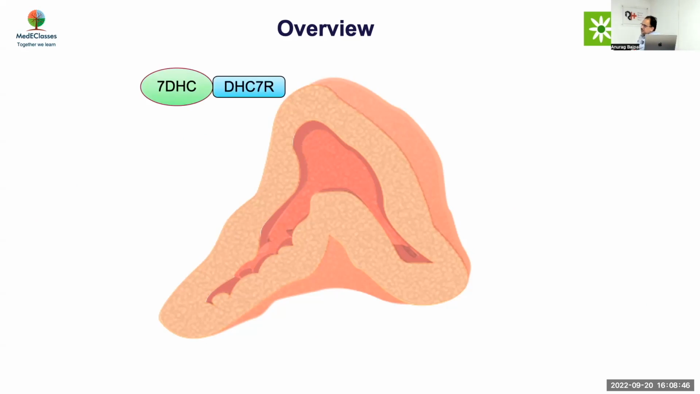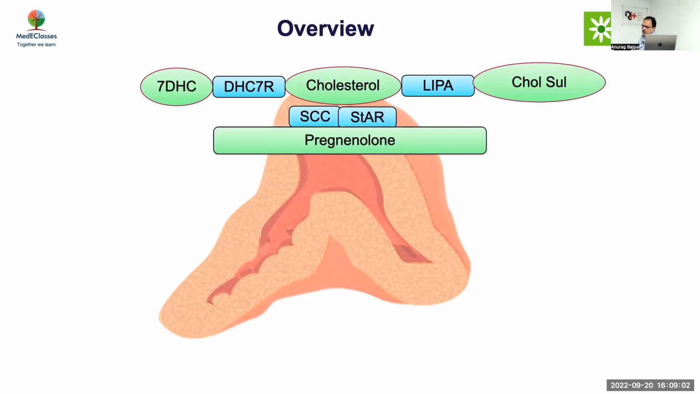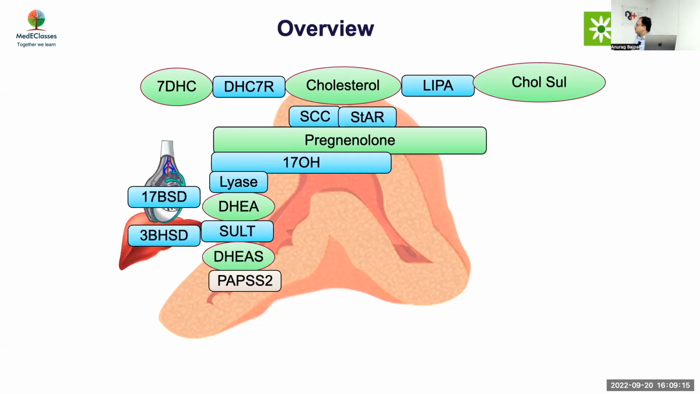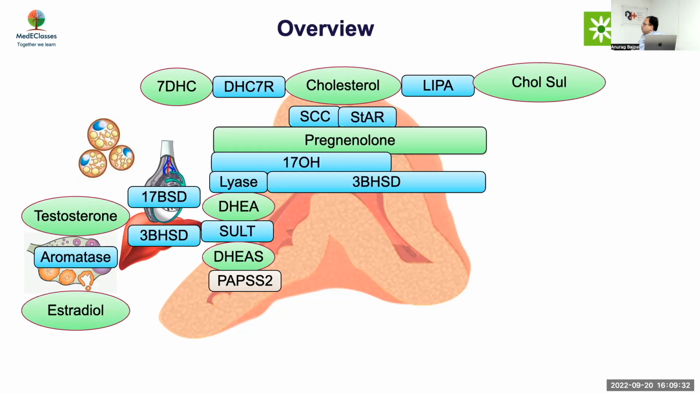7-DHC is converted by DHCR7 to cholesterol, which is then sulfated and has lipase using LIPA and esterase, which is cholesterol sulfate. This cholesterol is pushed to the mitochondria by StAR and converted there by side chain cleavage into pregnenolone, which is then acted on by 17-hydroxylase and lyase to produce DHEA, which is sulfated to DHEAS, which requires a PAPS pathway as well. Now, this is then converted by 3-beta-HSD in the liver, and in the testis to produce testosterone, which is then aromatized using the aromatase in the ovaries or in the lipid tissue to produce estradiol. Now, lipid also, as discussed, has a role.